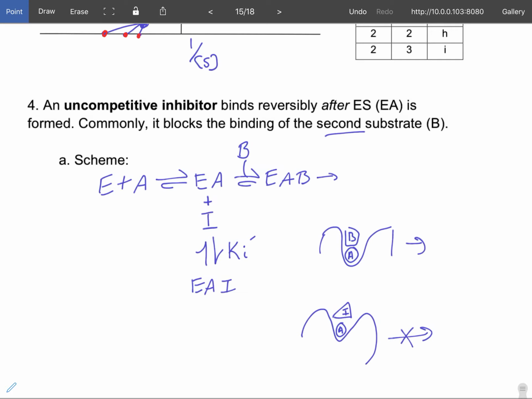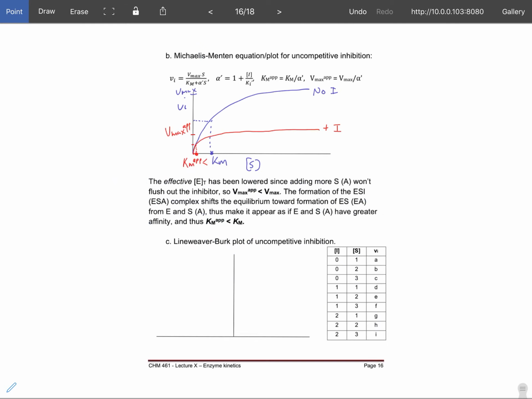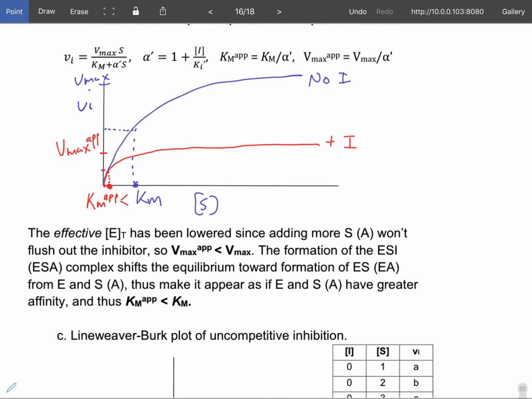And so what that means is there's always going to be some population at any concentration of A where the inhibitor is bound and the complex is ineffective. So we will see a decrease in Vmax. In other words, Vmax apparent is less than Vmax. Now what's interesting is the formation of that inhibitor complex shifts the equilibrium toward the formation of EA.